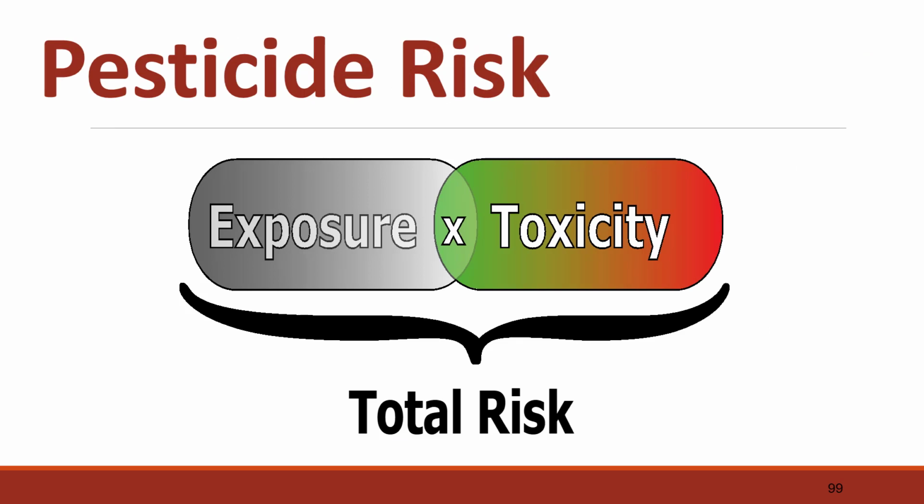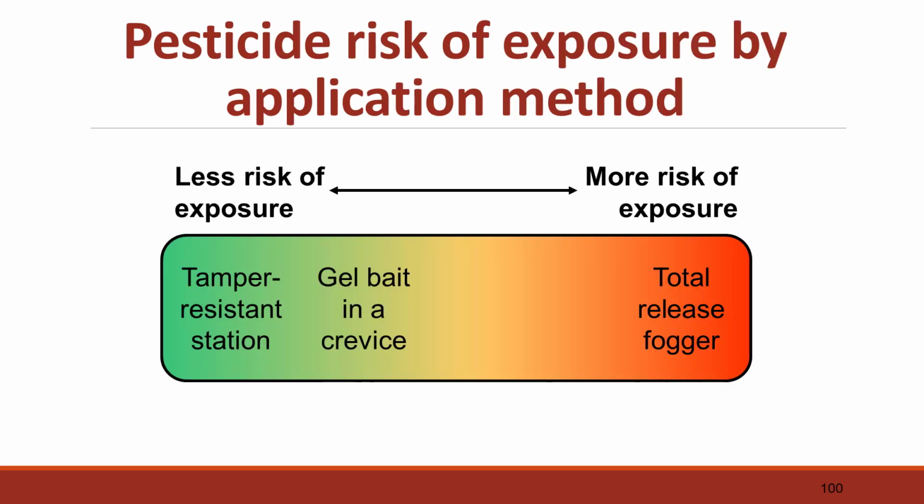Pesticides are harmful to pests, and they aren't good for people either. How do we determine our risk from exposure to pesticides? The total risk associated with any pesticide is determined by both the toxicity of the chemicals it contains and the risk of a person being exposed to the product. Risk of exposure is the risk of a person coming in contact with a pesticide.